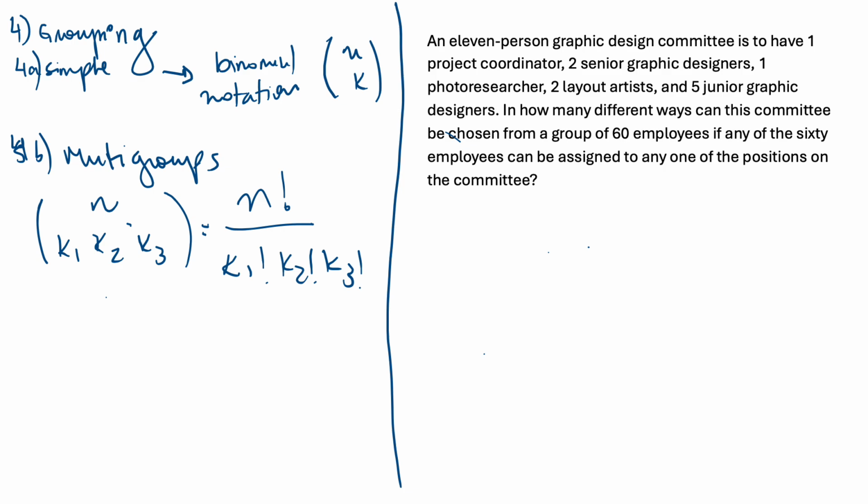So let's work out this example. This example says like this. An 11-person graphic design committee is to have 1 project coordinator, 2 senior graphic designers, 1 photo researcher, 2 layout artists, and 5 junior graphic designers. Okay, so you have 11 persons to choose, right?